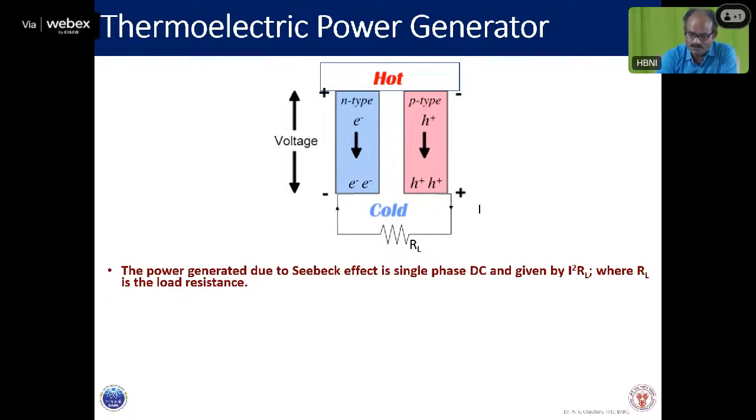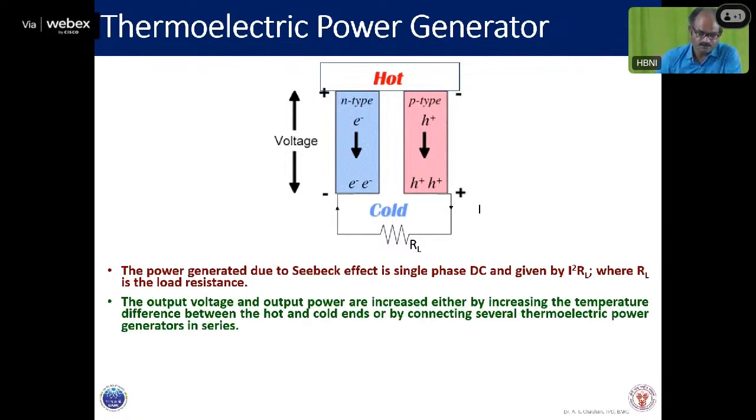The power is always V into I. Now here we are having current, so it is I square RL, and RL is the load resistance. The output voltage and output power are increased either by increasing the temperature difference between the hot and cold end, or by connecting several thermoelectric power generators in series.